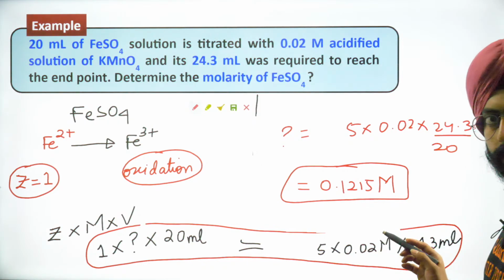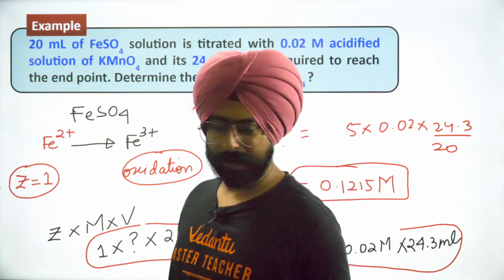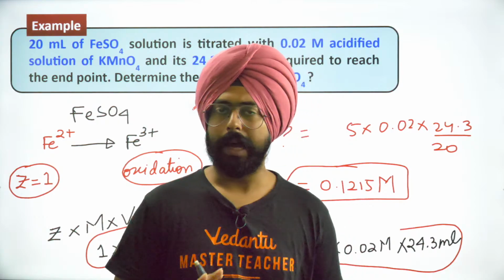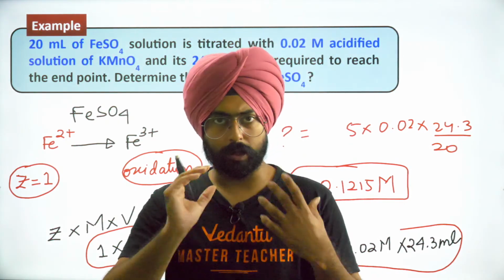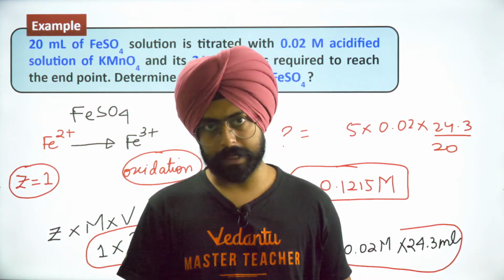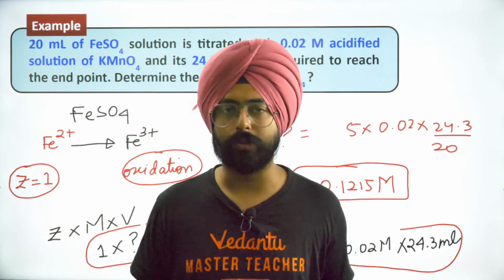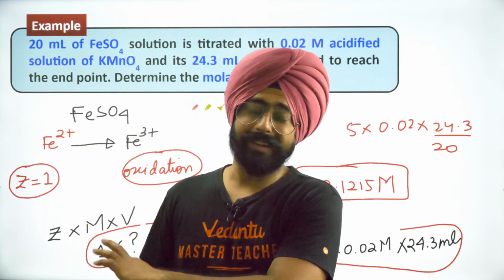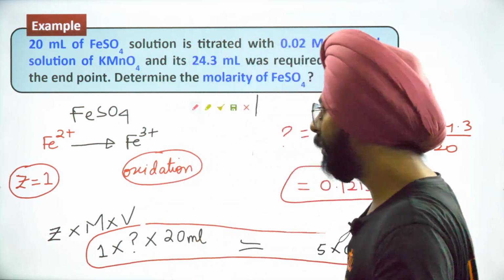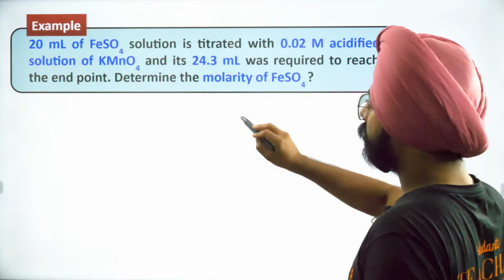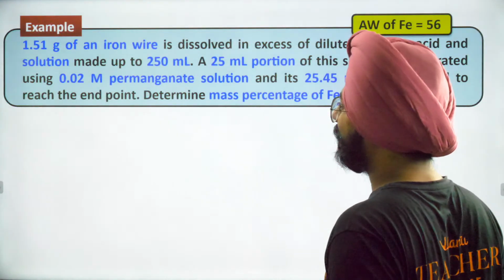Done. This question is done. Now the next question that I'll show you is very similar to this one. I will give you 2-3 minutes to work on that question. Once you've done that, try to give me the answers in the chat box, then I will solve it for you. That's going to be the last question of today's class, because if you can solve that, you're done. You're done with redox titrations as well. Very similar to this question, but a little more tricky in its nature.